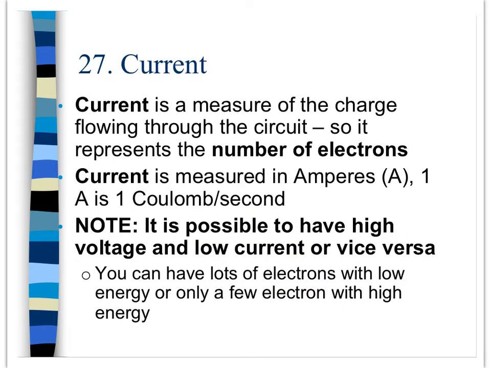The next quantity we're going to talk about here is current. So current measures the amount of charge flowing through the circuit, which really just represents the number of electrons going through the circuit in a given time.